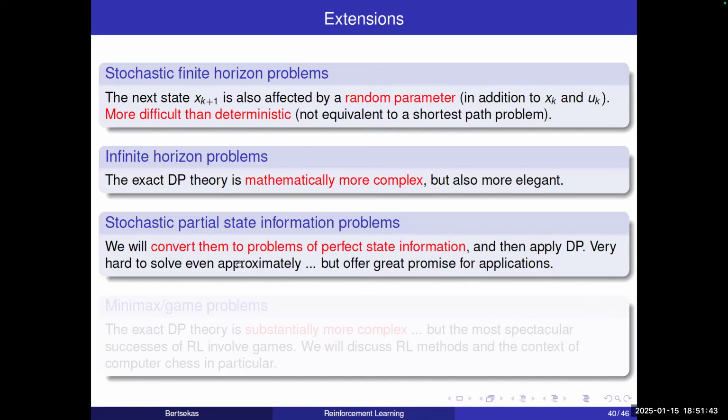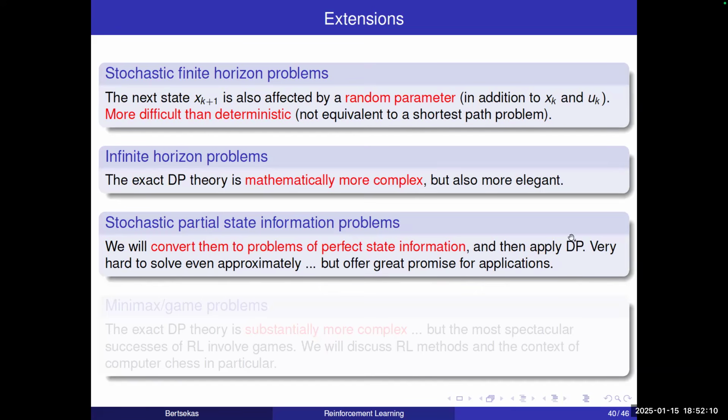We will convert this problem, the partial state information problem, to a perfect state information problem, whereby the state is no longer the internal state of that student, which I don't have access to, but rather my belief based on my observation. And then we can apply exactly the same dynamic programming principle.